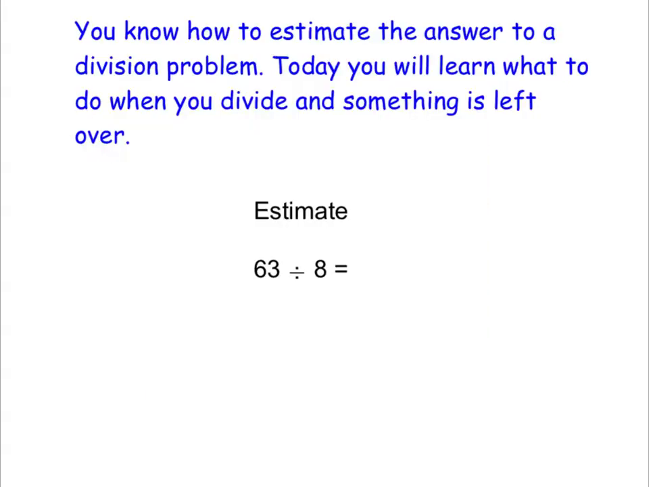Alright, so you know how to estimate the answer to a division problem. Today you will learn what to do when you divide and something is left over. That's that word we just talked about, that remainder. So if we are going to estimate this, we have 63. Well, 63 is close to 64, that compatible number, and I know 64 can be divided by 8. So when I estimate 63 to 64 divided by 8, I get 8.